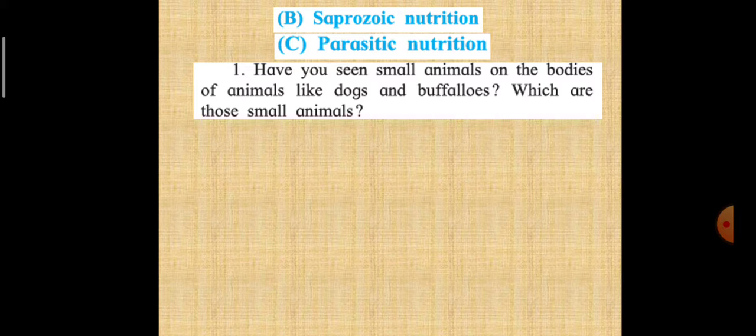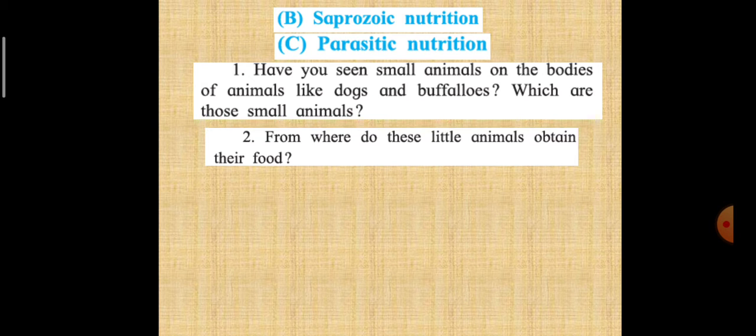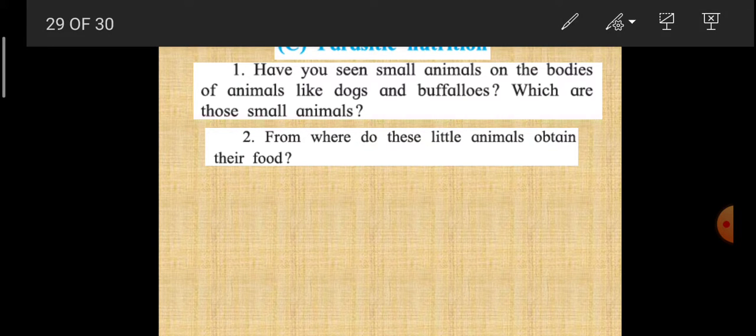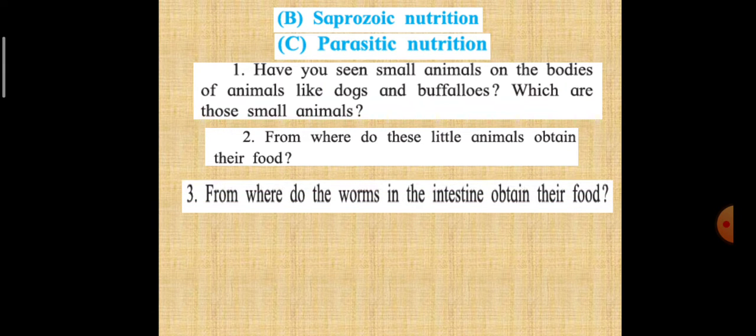So you must have seen some animals like ticks, bugs, louse, they obtain nutrition from animals like dogs and buffaloes. From where do these little animals obtain their food? They obtain their food by sucking the blood from these animals. From where do the worms in the intestine obtain their food? They obtain their food from the intestine itself, where they are living inside.